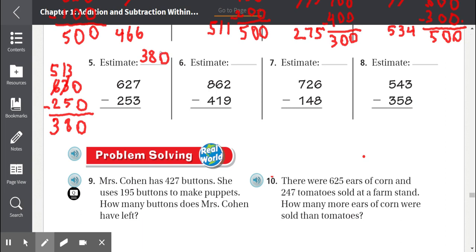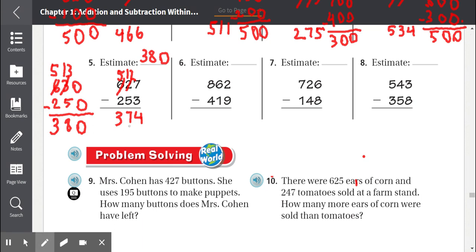So now let's solve the problem and see if we get an answer close to our estimate. 7 minus 3 is 4. 2 minus 5, we can't do that. So we'll have to borrow from the hundreds place. We borrow 1 from the 6. It becomes a 5. Now this 2 becomes a 12. Now 12 minus 5 is 7. Now we go to the hundreds place. It's no longer 6 minus 2. It is 5 minus 2. 5 minus 2 is 3. So our answer is close to our estimate.